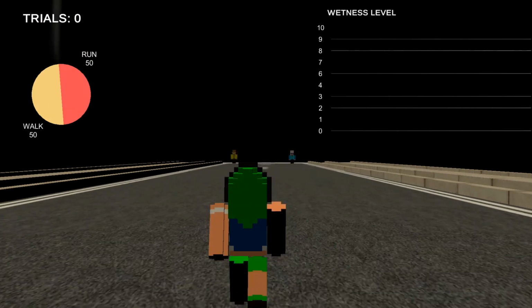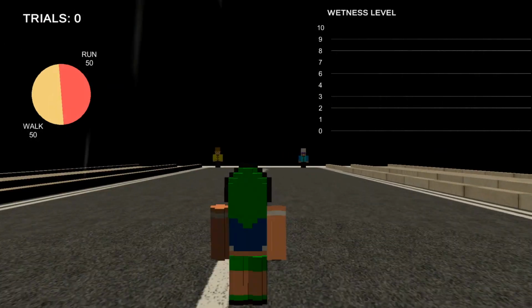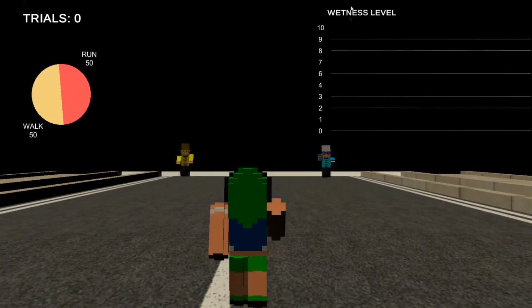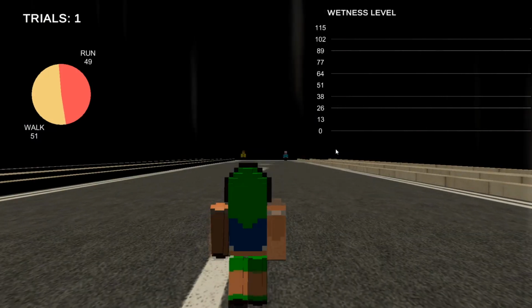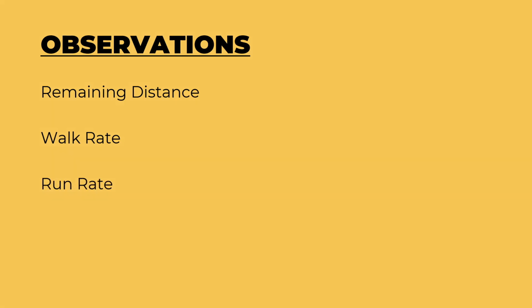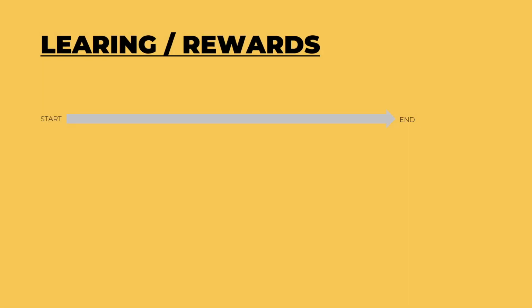During the training simulations, the AI switches between walking and running multiple times within each trial. Every few steps, it has to make a decision whether to continue walking or running based only on three observations: the remaining distance to the end, the walk rate so far, and the run rate so far. We keep track of its choices and reward the AI twice, halfway through and at the end of the platform, based on its current wetness level.